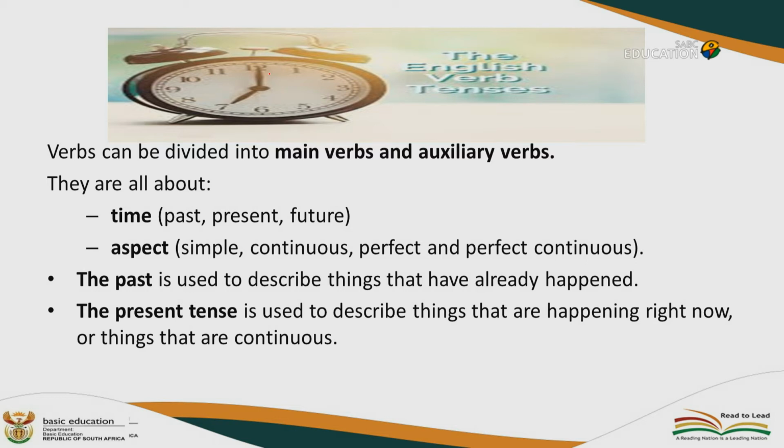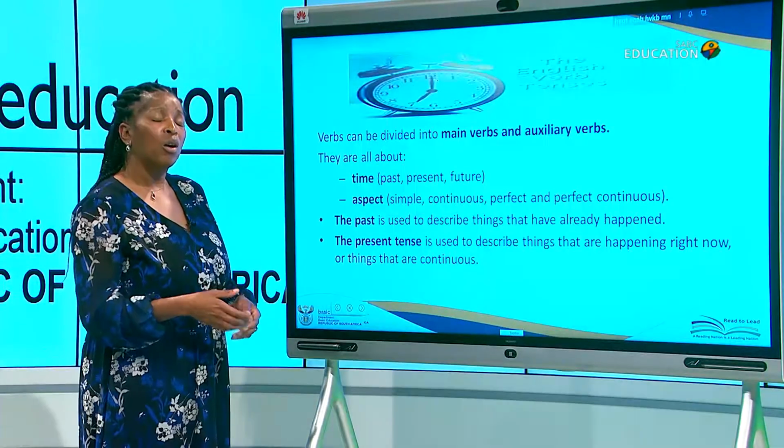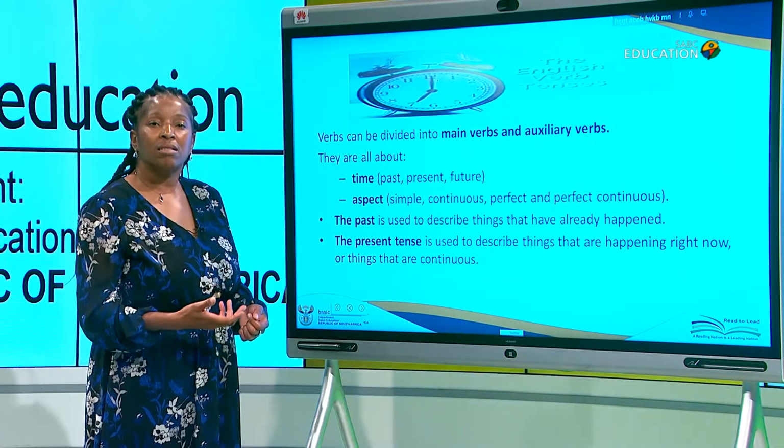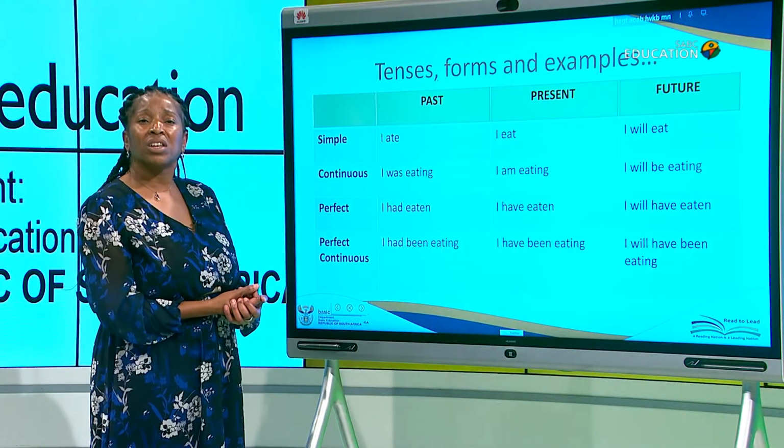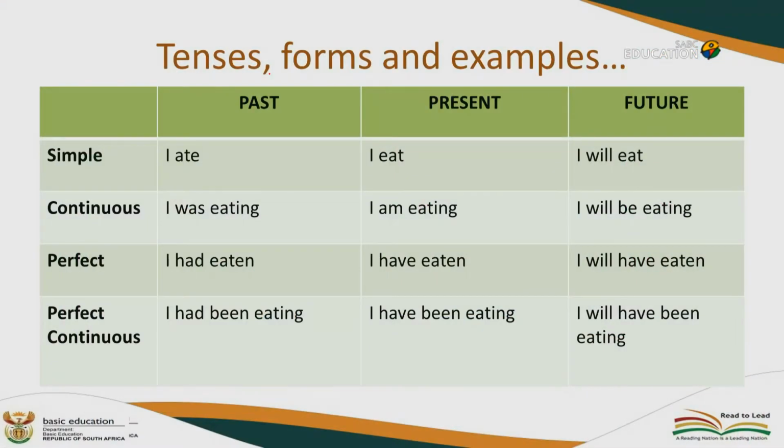The past is used to explain something that's already happened, and the present is used to describe something that is happening. Obviously, the future will have to add the word will for it to be a future tense. These are some of the examples, forms, and tenses that we come across. Our aspects are simple, continuous, perfect, and perfect continuous. And our time is past, present, and future. So in the simple past, you say you ate. In the simple present, you say you eat. And in the future, you will eat.